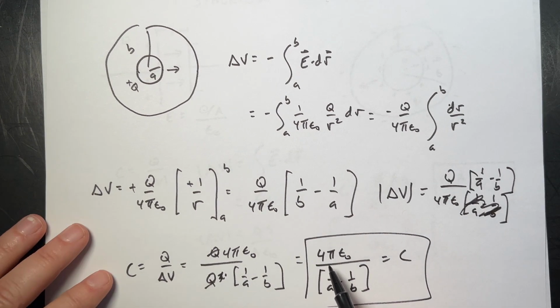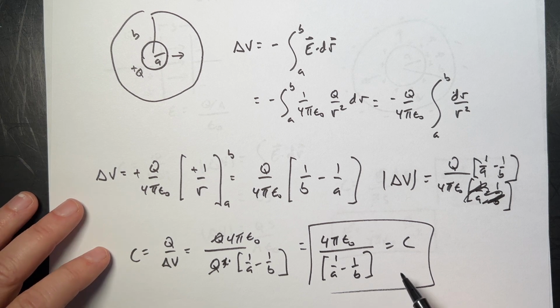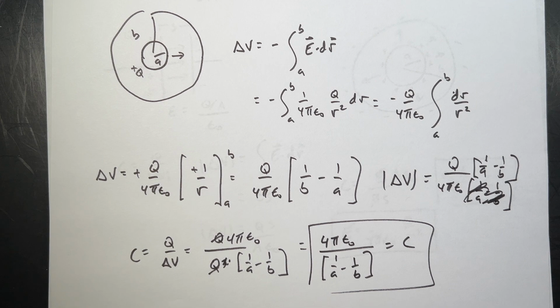Well, 4 pi doesn't really have a unit. I have the epsilon naught, and then I have 1 over meters. So epsilon naught divided by 1 over meters is epsilon naught times meters, so it does have the same units. So that's good. So there you go. The capacitance of a spherical capacitor.